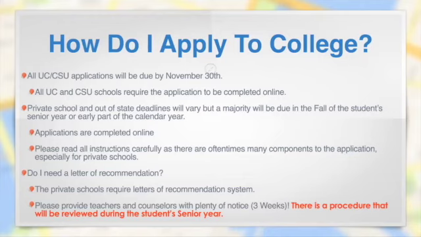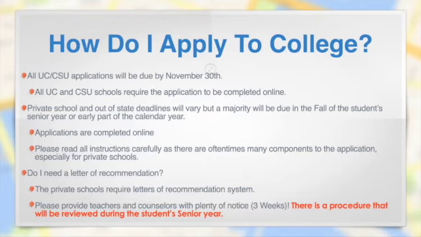Private schools and out-of-state deadlines are actually going to vary, but the majority of them are going to be due in the fall of your senior year or the early part of the calendar year. So in other words, most by December, November, and if not, you're going to have some due in January and a handful in February. Okay. Applications, like I said, are completed online. It's important to read all instructions carefully, as there's oftentimes many components to those applications, especially for private schools, and you don't want to miss a thing that would disqualify you. So you want to read through step by step.